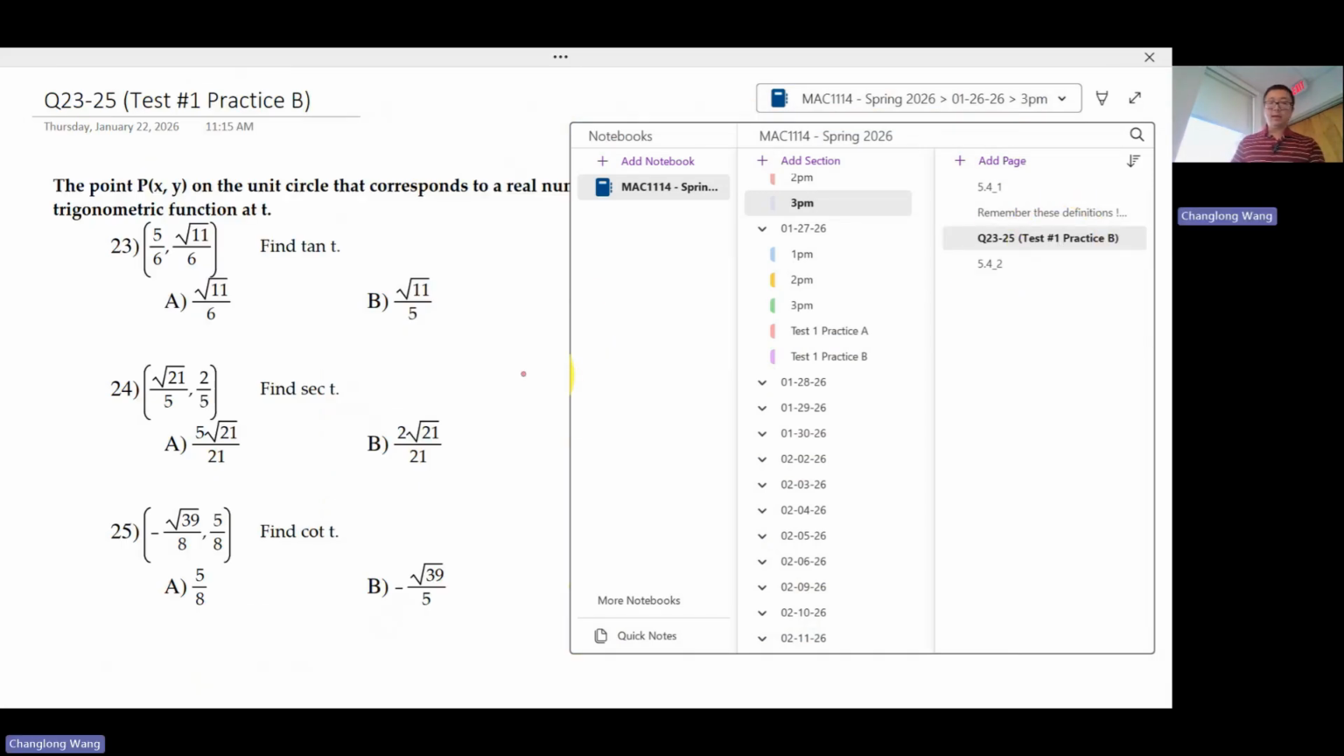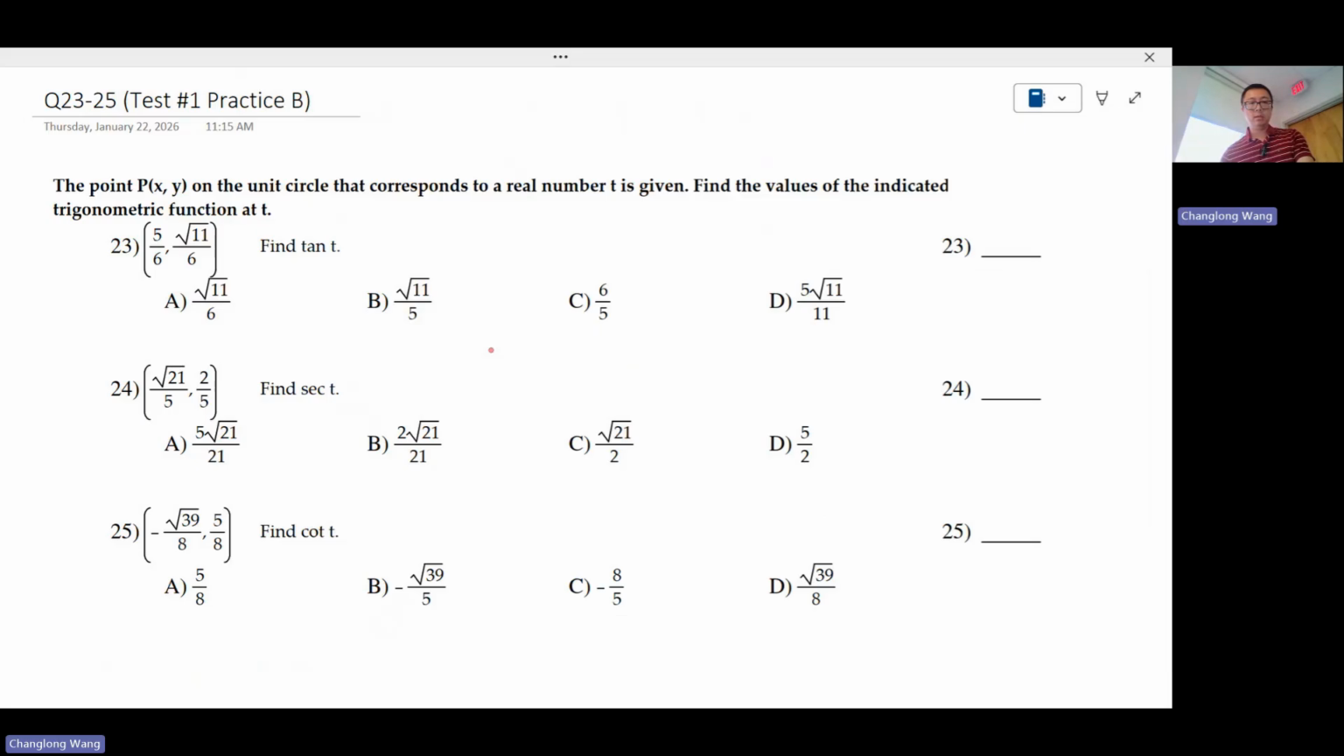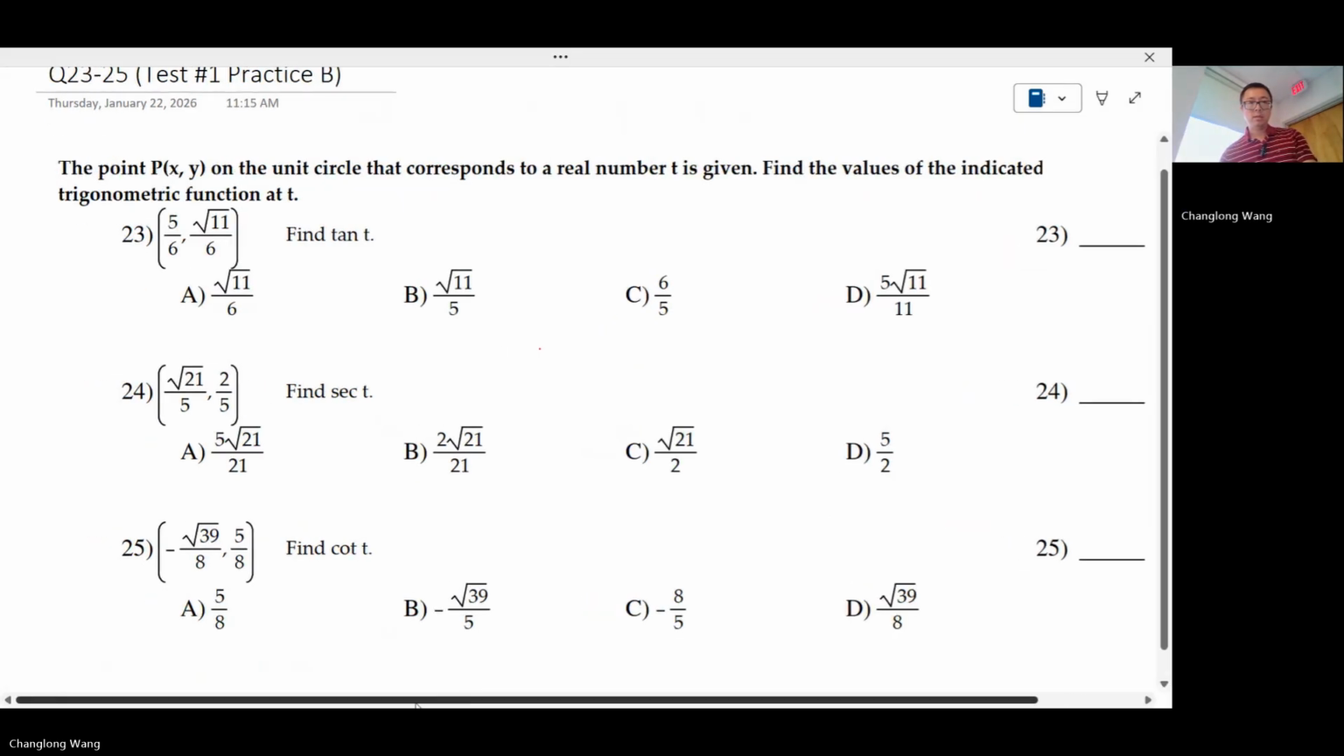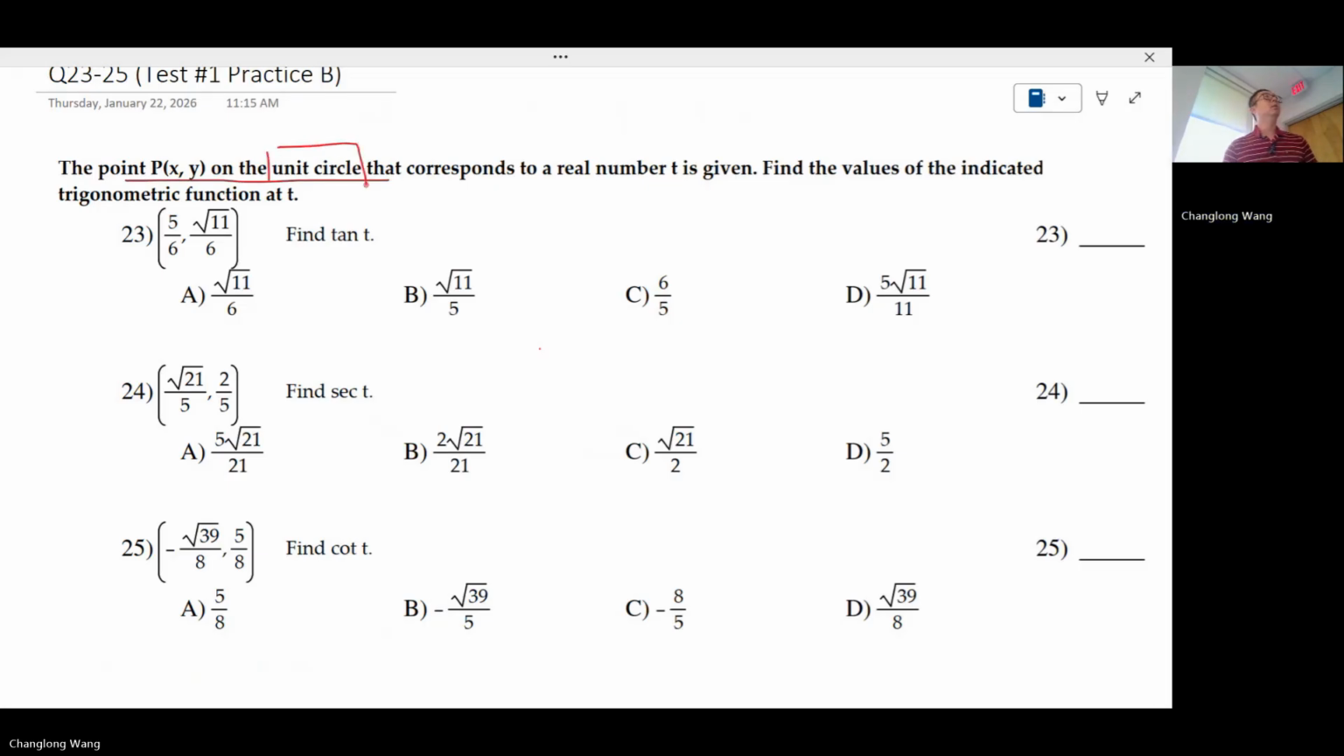Those are the only questions left over in the second packet. So now do you see that? Given the point on the unit circle, you need to adopt that unit circle definition. r is guaranteed to be 1. Find out those trig functions.